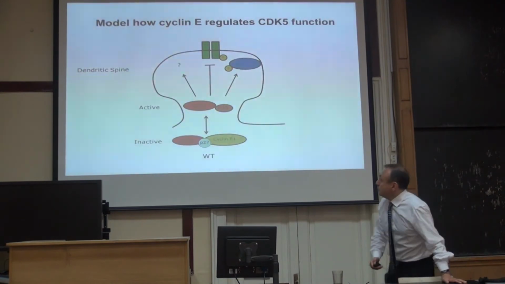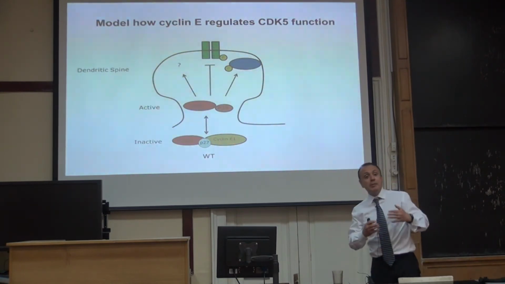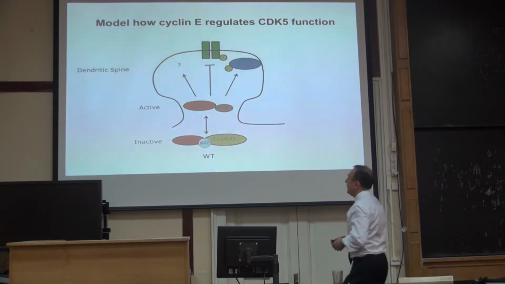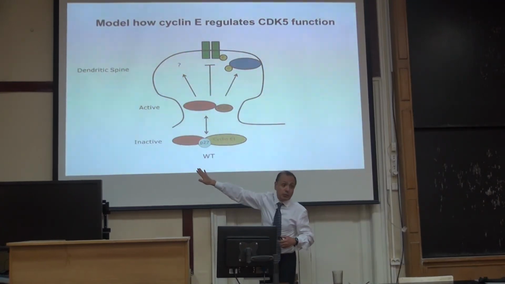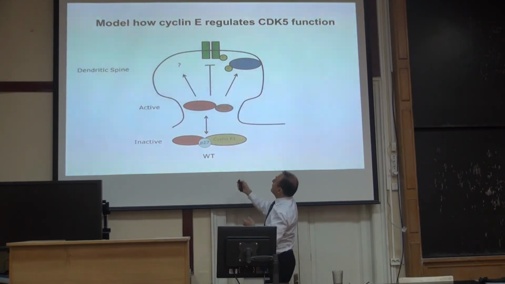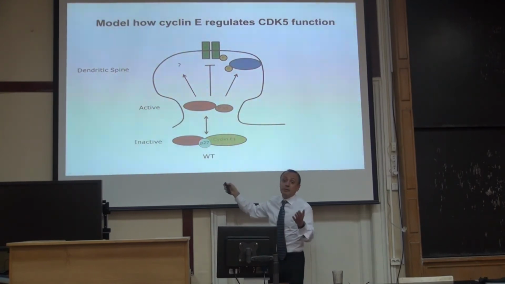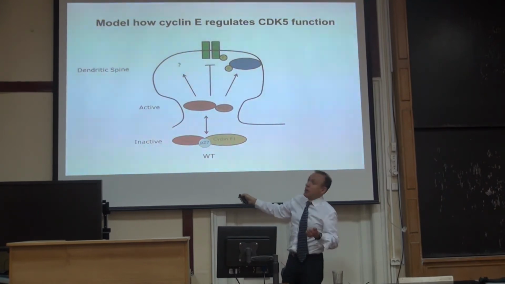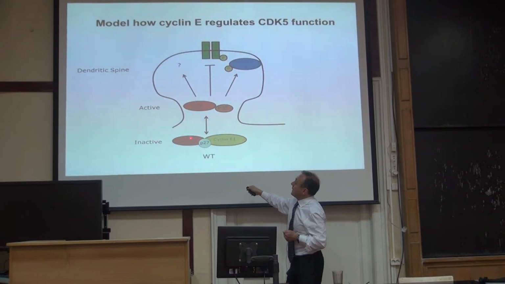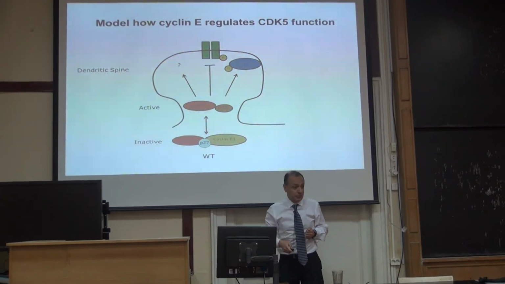Okay, so this is our model. Maybe you can help me, maybe we can do it together. So this is our model. And our model that we proposed is that CDK5 can bind P35. Of course, this is not our model, this is textbook knowledge. And P35 activates CDK5. And now we are proposing that cyclin E binds CDK5 and inactivates this.